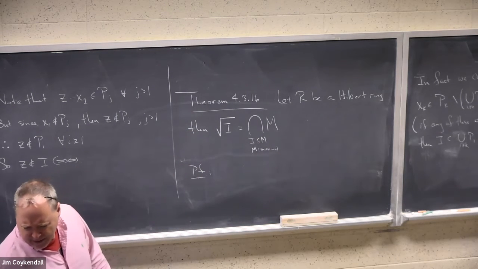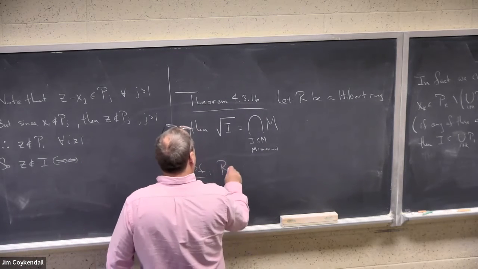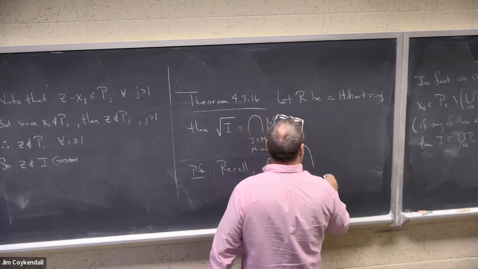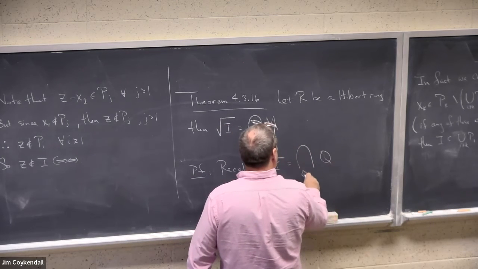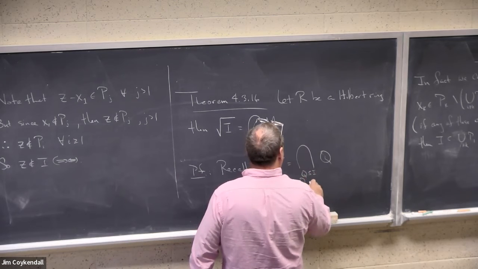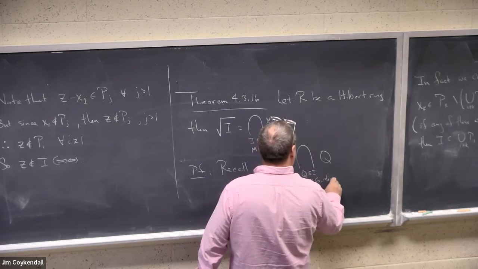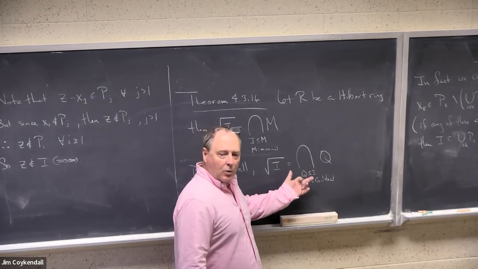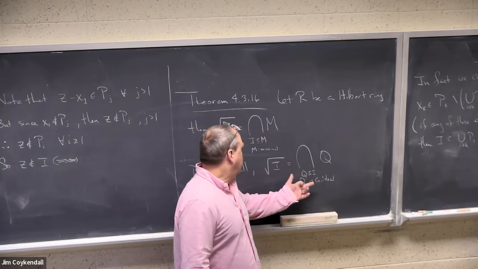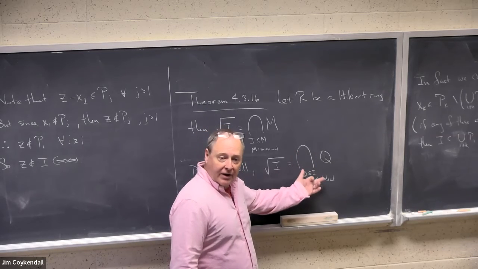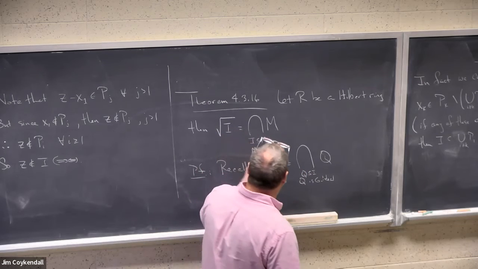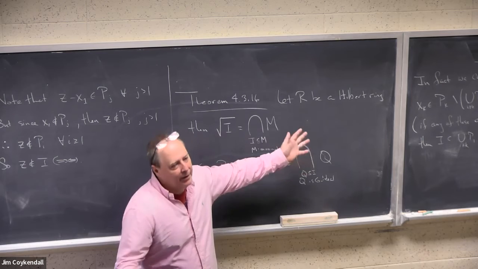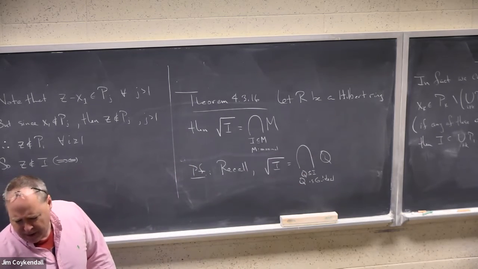So recall, the radical of I equals the intersection of the G ideals containing I. This is a result that we proved a couple of lectures ago. We refined it from all the primes containing I to the G ideals, that is, from the primes that contain I that are G ideals. But guess what? In a Hilbert ring, the G ideals are the maximal ideals, and so there you go. It's pretty much a matter of definition.